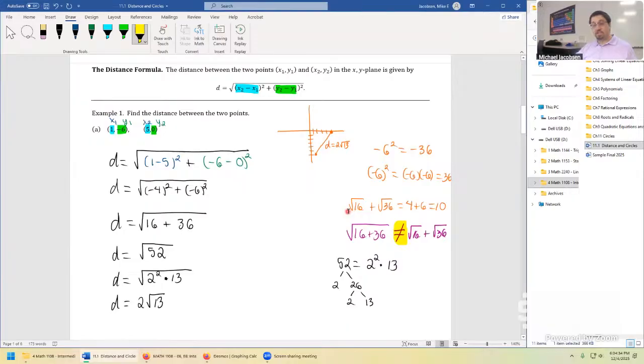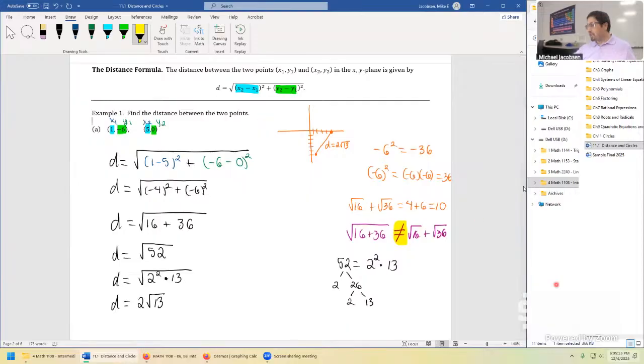It's tempting to take the square roots individually, but as the example on the right shows, the square root of 16 plus the square root of 36 gives you 10. But when we follow the order of operations, we get the square root of 52, which is different. So we can't break the square root across addition or subtraction. Then the last thing that kind of makes it tricky is we still have to simplify it. So going back to chapter 8, we factored 52 as 2 squared times 13. And so now we know the distance between these two random points, (1, -6) and (5, 0), is exactly 2 root 13. It's the length of this line segment going this way.